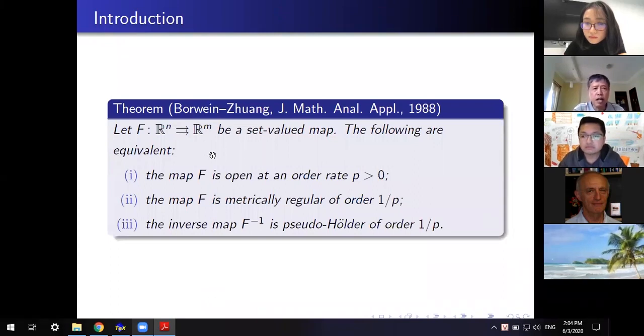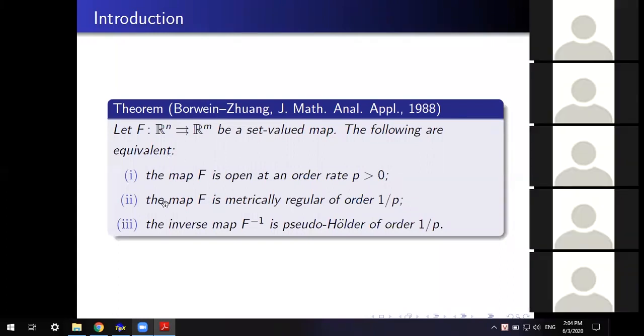At the same time, Borwein and Zhuang proved the following theorem. Let F be a set-valued map, then the three conditions are equivalent. The first, F is open at an order rate for some positive p. The second, F is metrically regular of order 1 over p, and the last one. I will give some definitions afterwards.